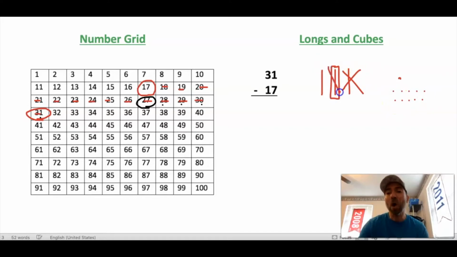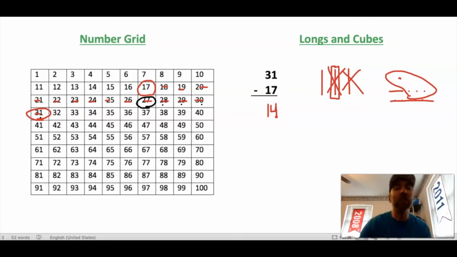So now this long is gone. I still have 21. 10, 20, 21. Because remember, I already took away 10. Now I have to take away 7. 5, 6, 7. How many cubes am I left with? Well, I'm left with 10, 11, 12, 13, 14. Same exact answer. Let's try one more.